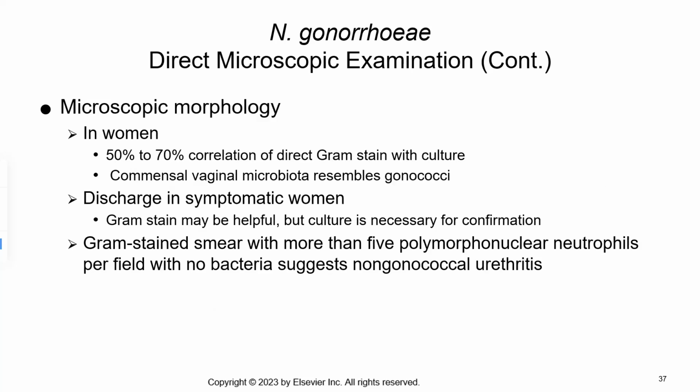In women, there is a 50 to 70% correlation of direct Gram stain with culture, but there are commensal vaginal microbiota that resemble gonococci. For discharge in symptomatic women, Gram stain may be helpful, but culture is necessary for confirmation. A Gram stain smear with more than 5 polymorphonuclear neutrophils per field with no bacteria suggests that it's not gonorrhea.